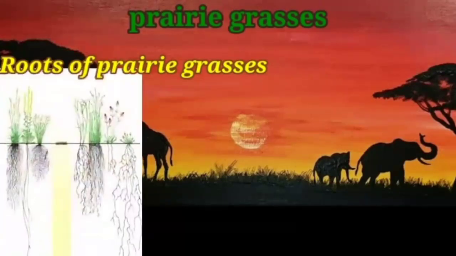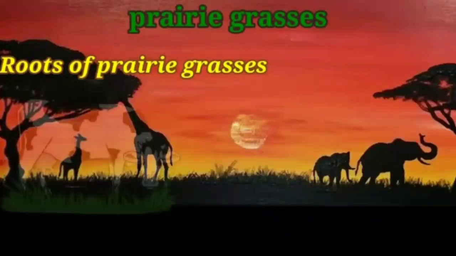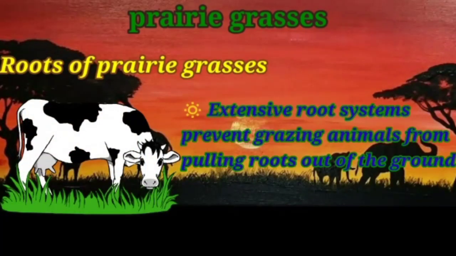Now look at these roots of prairie grasses. The roots of the grasses have very deep and extensive root systems that can reach deep down to absorb as much moisture as they can. That is, the extensive root systems reach deep into the ground to get water. And these extensive root systems prevent grazing animals from pulling roots out of the ground.